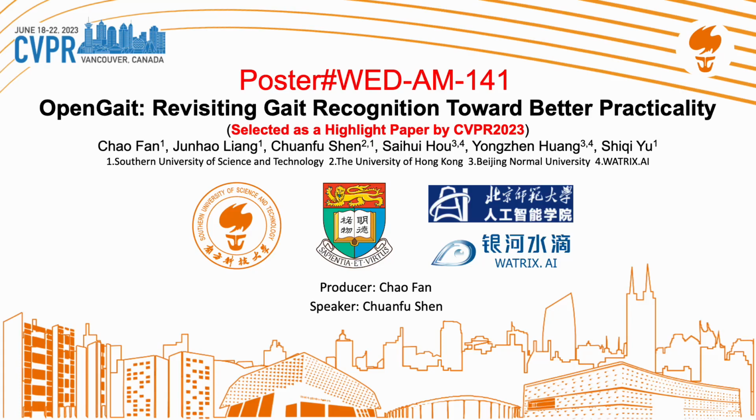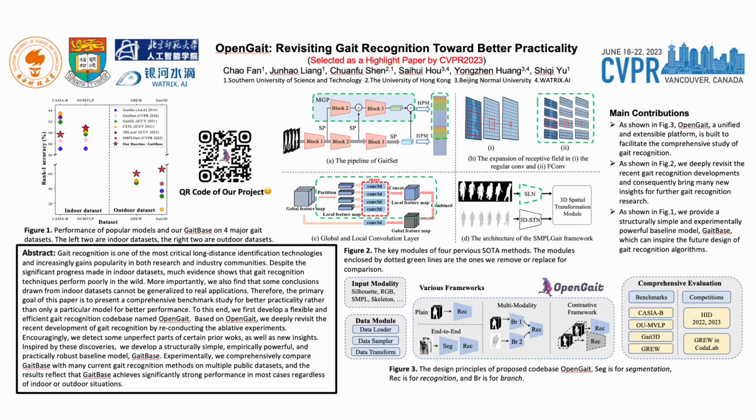Hello everyone, we present our work OpenGait: Revisiting Gait Recognition Toward Better Practicality. This slide is produced by Chao Fan, and I am Chuanfu Shen, offering this speech. Gait recognition is one of the most critical long-distance identification technologies, and it has gained increasing attention in both research and industrial communities. We find that existing methods perform poorly in the wild, and some conclusions drawn from the indoor dataset cannot be generalized to real applications. Therefore, the primary goal of this paper is to present a comprehensive benchmark study. To this end, we first developed a flexible codebase named OpenGait, and we revisit the recent state-of-the-art methods, and we develop a simple, powerful, and robust baseline model named GaitBase.